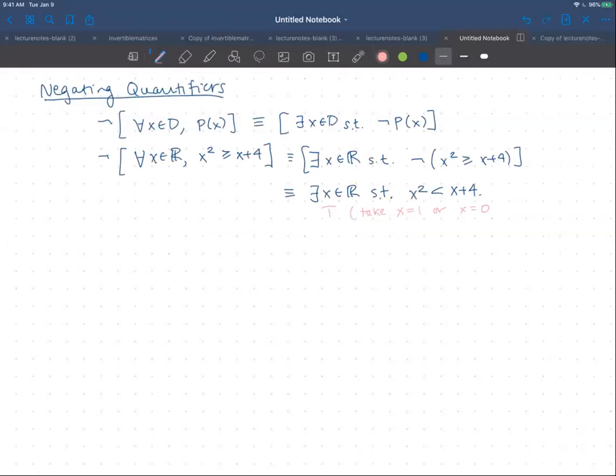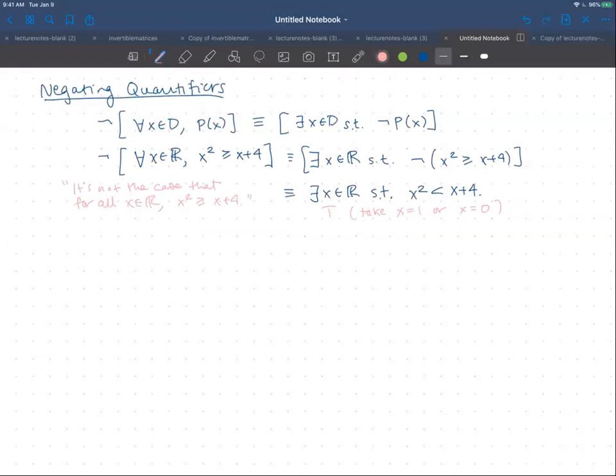So sometimes it's easier to work with the statement where you move the not as far to the right as you can, because it's just easier to deal with, right? The original statement said, it's not the case that for all x in R, x squared is greater than or equal to x plus 4. Maybe it's just me, but I find that statement harder to work with than there's a real number such that x squared is less than x plus 4. I'm like, okay, I know what I need to do to show that that's true. I just need to find that real number.